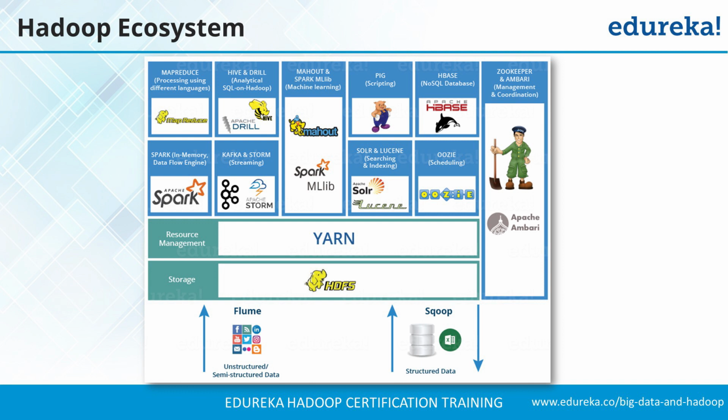If you want to import or export any data, there are two tools, Flume and Sqoop. Flume is used to import unstructured and semi-structured data, like Twitter data, Facebook data, LinkedIn data, or any streaming data, into the Hadoop Distributed File System. And if you want to import and export RDBMS data or data warehouse data, for example Netezza, Oracle, PostgreSQL, or Teradata, all that data can be brought into HDFS via Sqoop. So this is the entire big data Hadoop ecosystem.